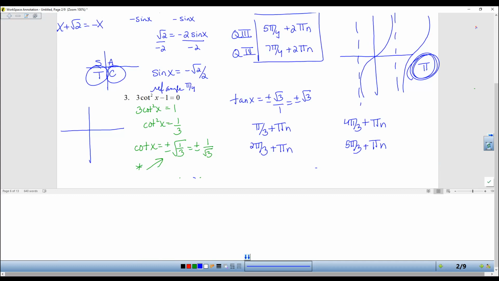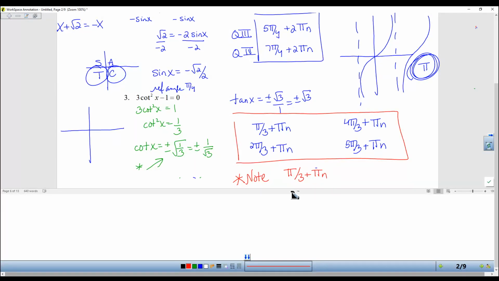Now, as if this problem wasn't already hard enough, there is a little thing to note here. First of all, this answer is awesome, and I will totally accept this. However, when you go to look in the back of the book, this is not going to be the answer that they give you. They are going to be missing the 4 pi thirds and the 5 pi thirds, and I'll show you why. They're only going to list these two. And you're going to think you made a mistake, but you didn't. Because if you're at pi thirds and you add pi, which is 180 degrees, do you know where you're going to land? You're going to land at 4 pi thirds.